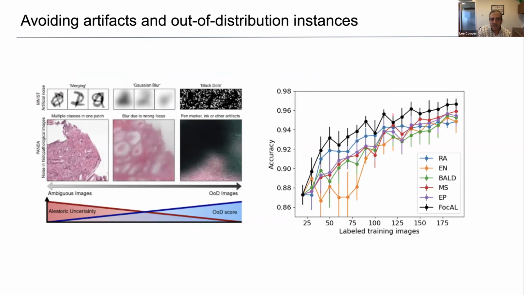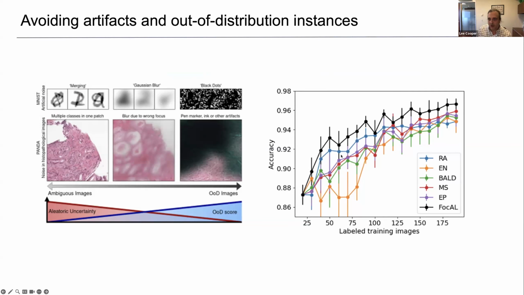We did simulations using MNIST data to do benchmarking for different active learning strategies. You can take these images of digits, and if you merge them together, you create highly aleatoric examples. You can corrupt them with noise and create more out-of-distribution examples. Here we're showing the equivalent histology patterns that you could imagine: something that has a mixture of normal and cancer, something that has artifact, something that has blur. These vary in terms of whether they're aleatoric or really out of distribution.